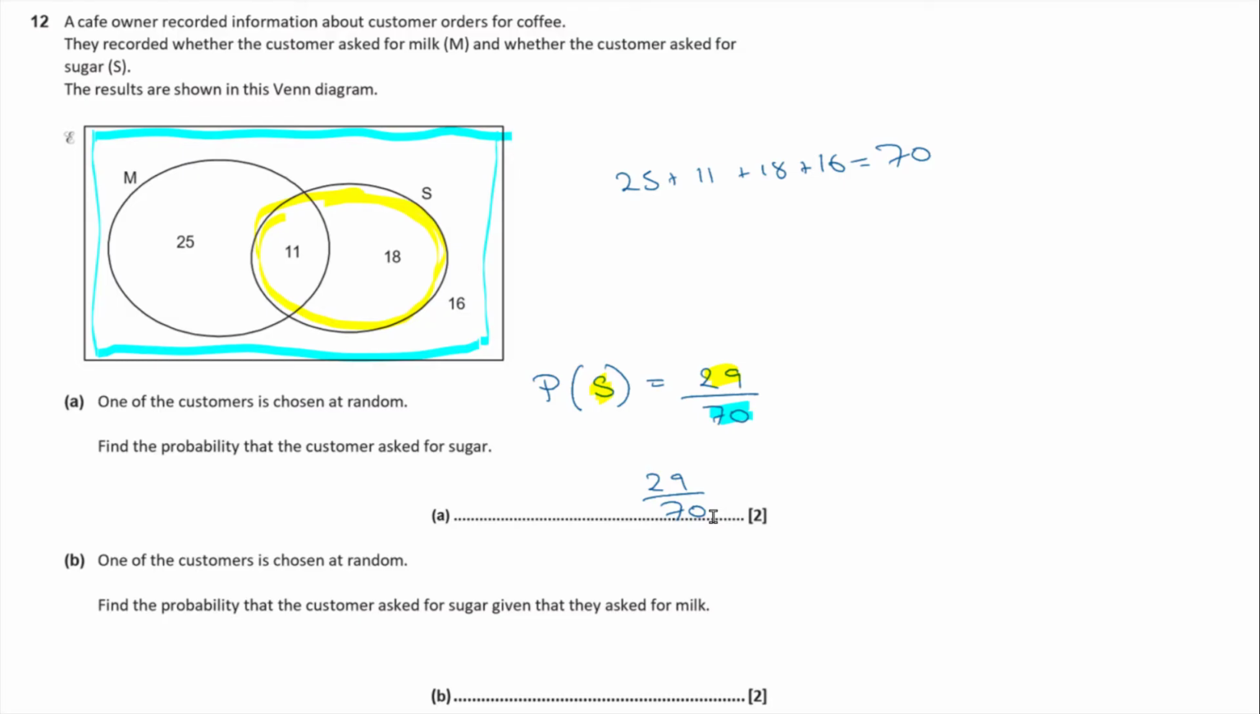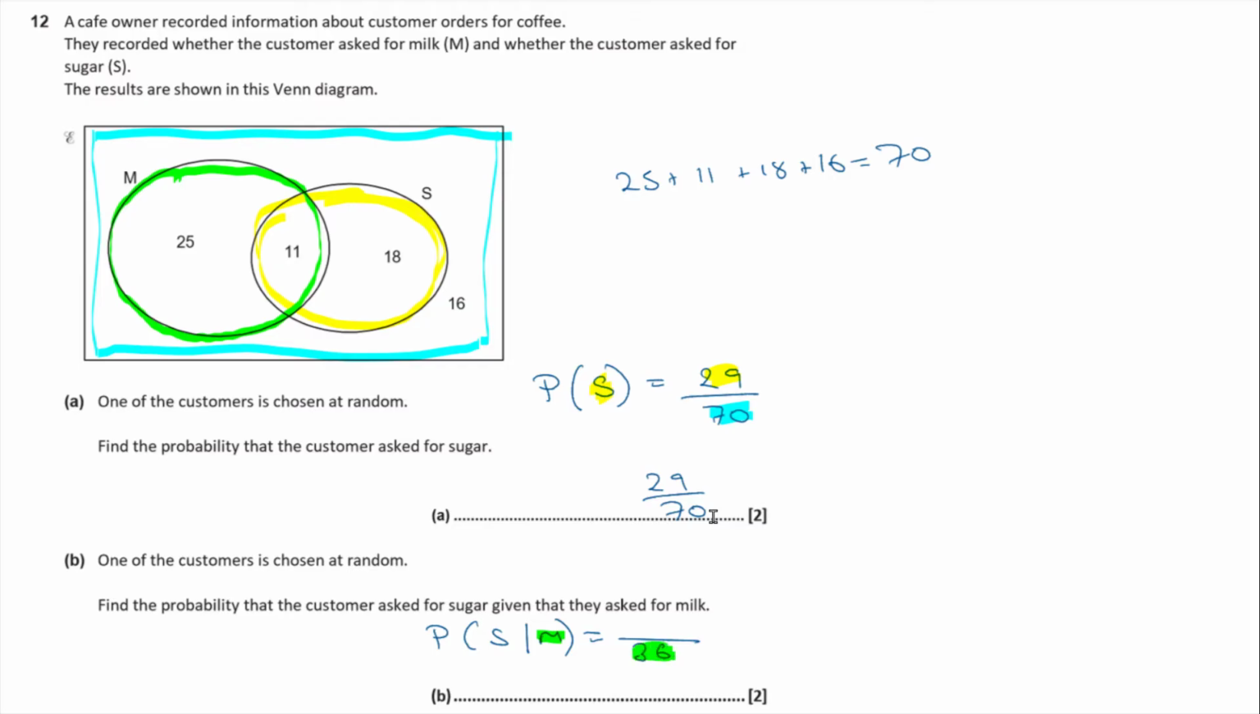Now it says one of the customers is chosen at random. Find the probability that the customer asked for sugar given that they asked for milk. Okay, so we want the probability that they asked for sugar given that they asked for milk. Now this second part here, this slash and then the milk, means that you're not picking from everybody anymore. We're not picking from the blue rectangle. We're just picking from the people within the milk group. So within there, look, I've got 25 plus 11. I've got 36 people to pick from.